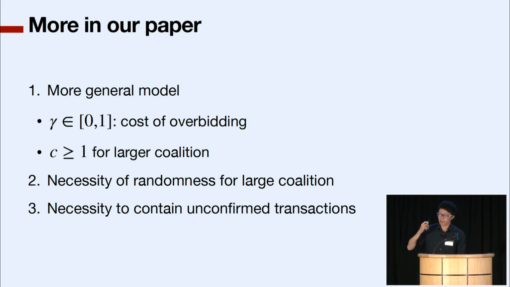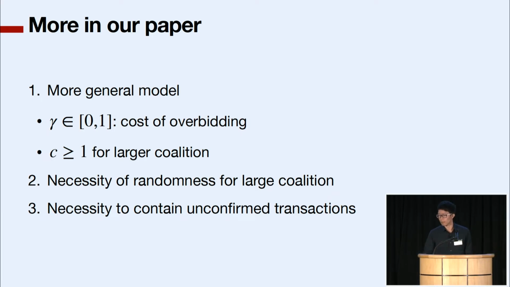The second one is that the mechanism I just showed you only achieves one SCP. That means it only resists one miner, one user coalition. But in our paper, we introduce a generalized mechanism that allows you to resist more general, larger coalitions. But we also show that if you want to resist more than two user coalitions, then using randomness is also necessary.